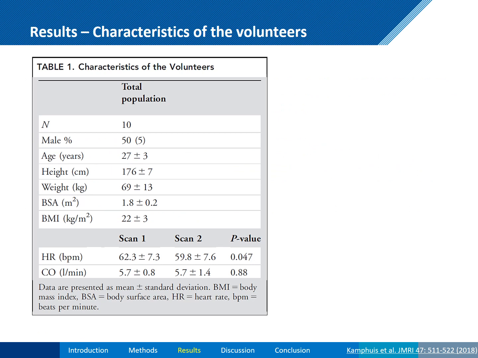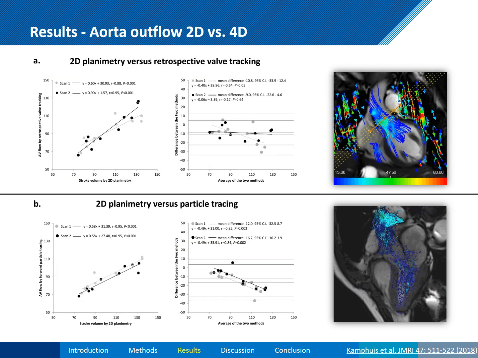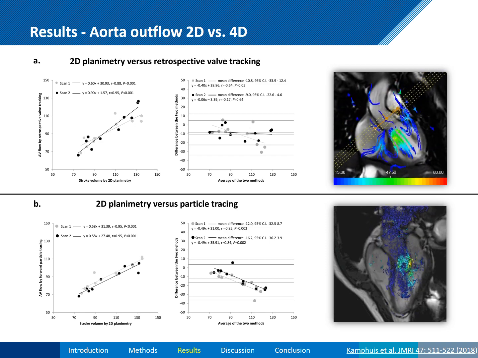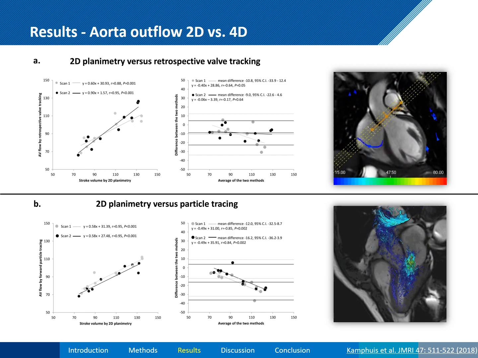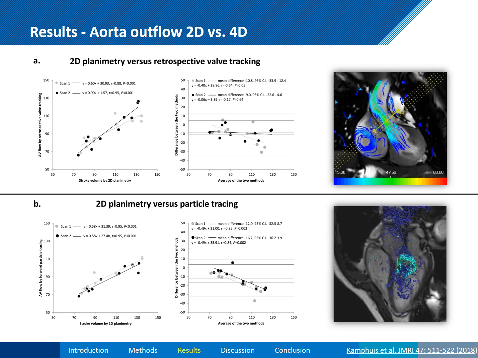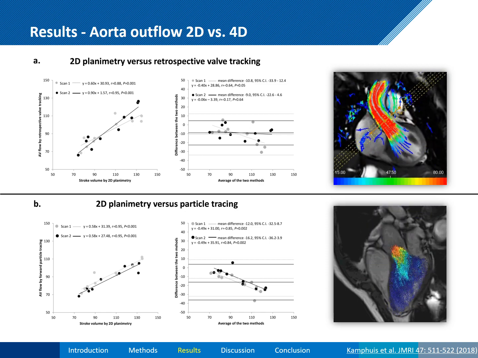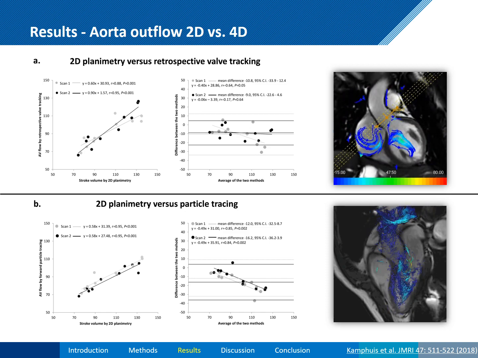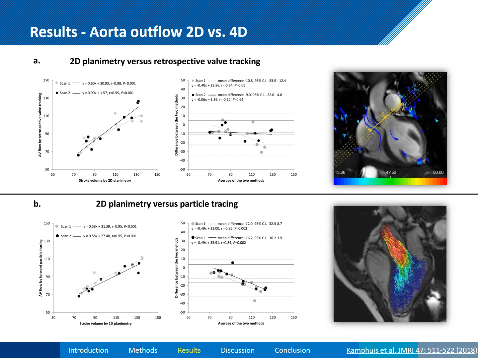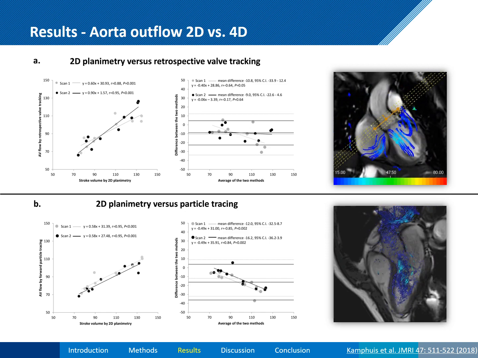Subject characteristics revealed that 50% of the study group were male and the mean age was 27 years. 4D Flow MRI data acquisition was successful in all volunteers. Left ventricular outflow assessment from both retrospective valve tracking as well as particle tracing showed strong to excellent correlation with two-dimensional planimetry. The Bland-Altman plots showed small limits of agreement, however, some significant trends and bias were also seen.